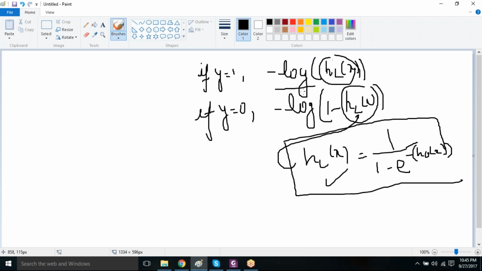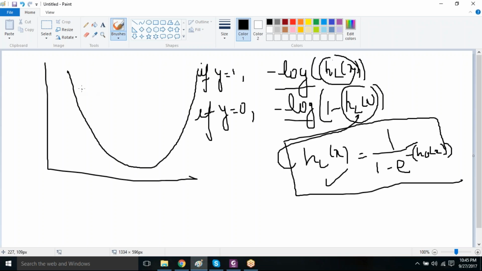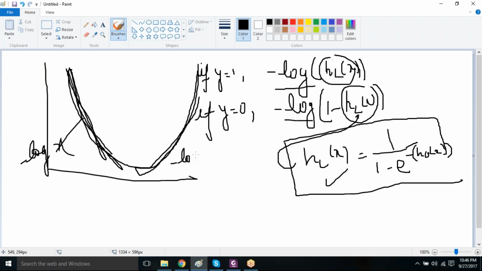And why do we take log here? You will ask me how this log is coming in linear regression, where there was nothing like log. So we are taking log just to ensure that the cost function becomes a convex problem, because this slant is basically minus log of h, and this slant is basically minus log of 1 minus h. So that is why we are using log.